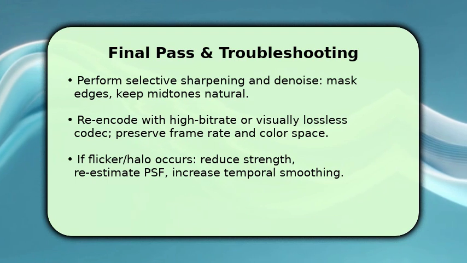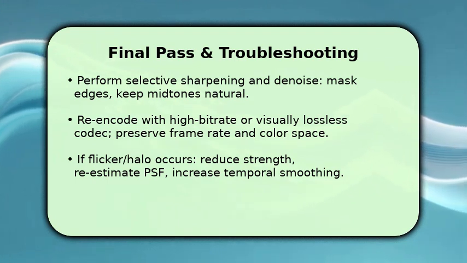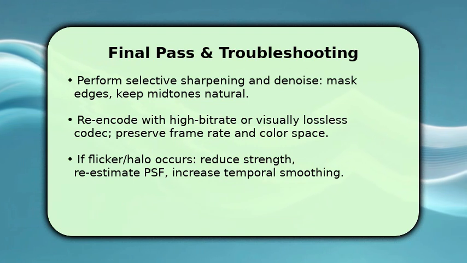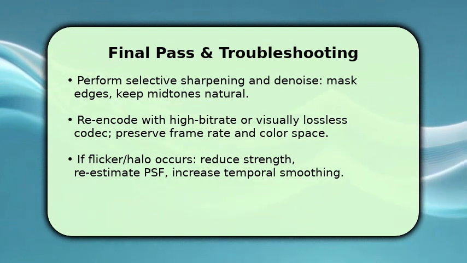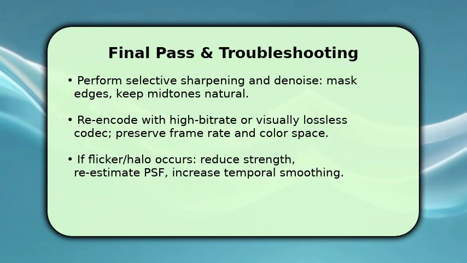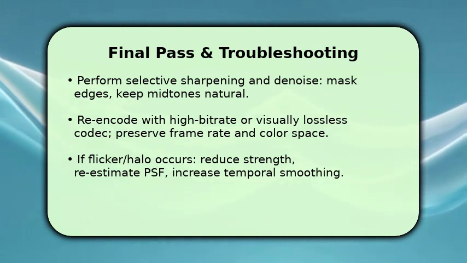If you see halos, ringing, or temporal flicker, reduce deblur strength, re-estimate the PSF with tighter constraints, and increase temporal smoothing across frames. This trade-off sacrifices peak sharpness for stable.